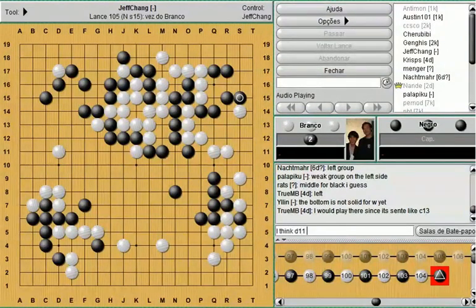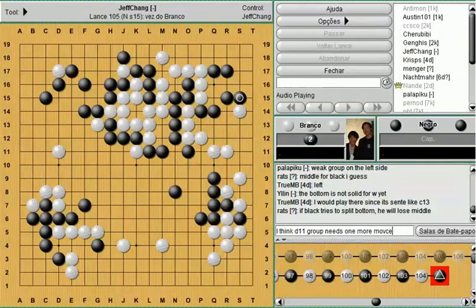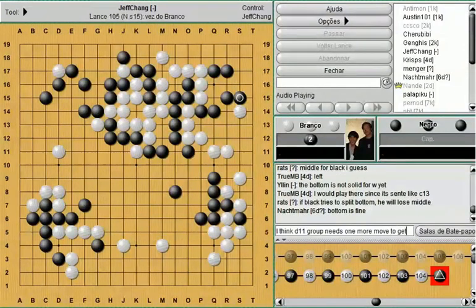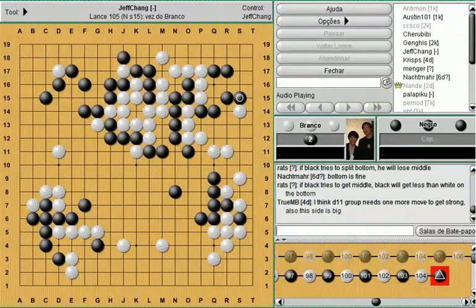I'm not saying they are not. I'm just saying, when you conclude them, you'd better check and make sure. Bottom is fine. Okay, very good. So I guess we already have some discussion here. What will be the move you suggest for white at this moment?